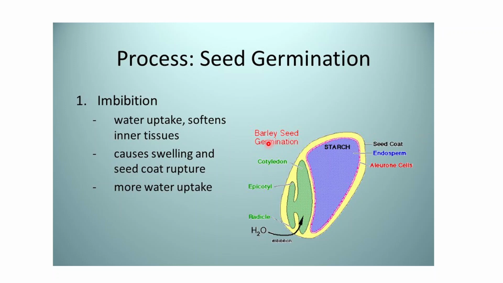And here is an example of barley seed germination, where the radical will be the future root and the plumule will be the future shoot. So the radical will help in water imbibition, which will soften the inner tissues, causing swelling, seed coat rupture, and then more water can be taken up. The other parts of the seed are labeled: cotyledon, epicotyl, radical, and the aleurone cells and the endosperm storing the starch. Once the seed coat is out, then we can have the cotyledons blooming and then the seed germination. So the process of seed germination starts by imbibition of water through the radical.